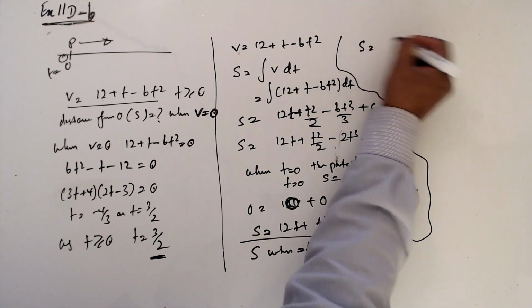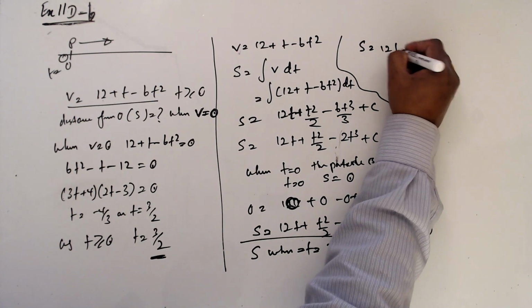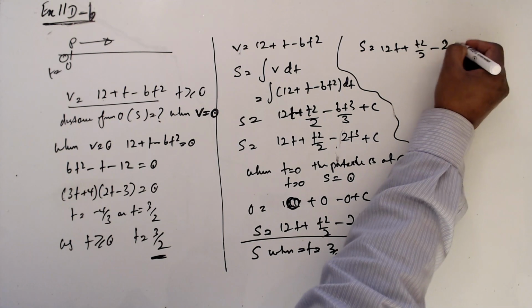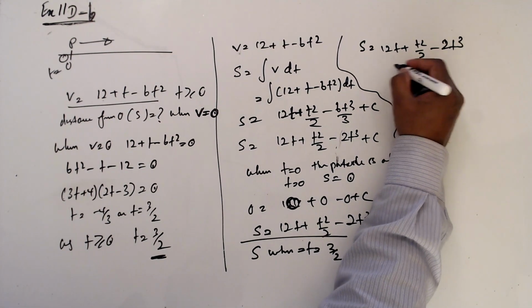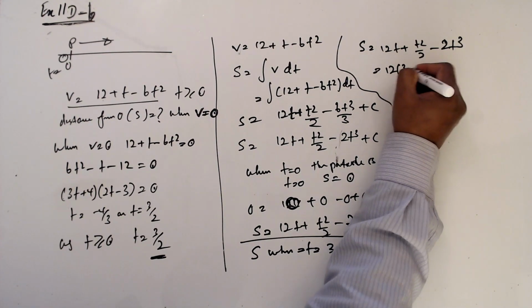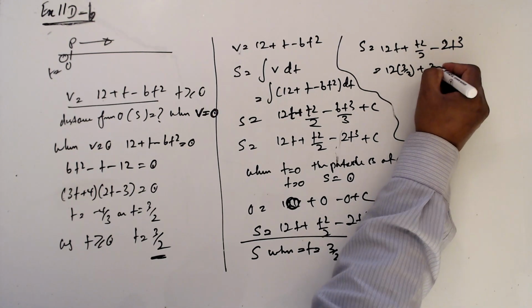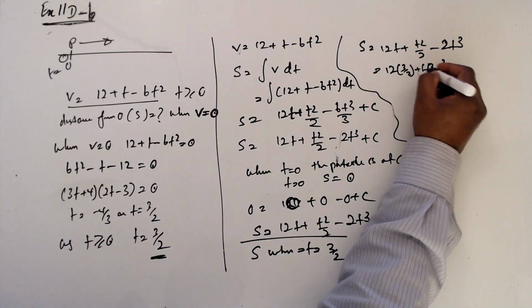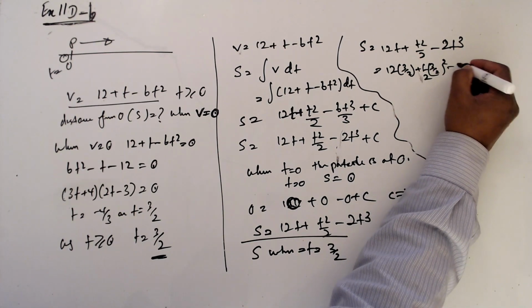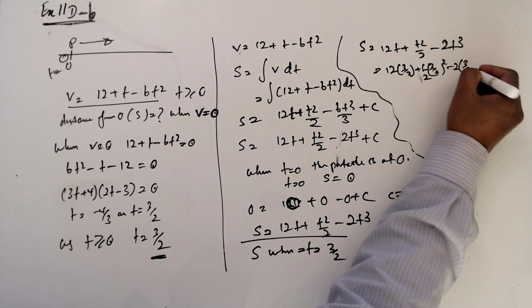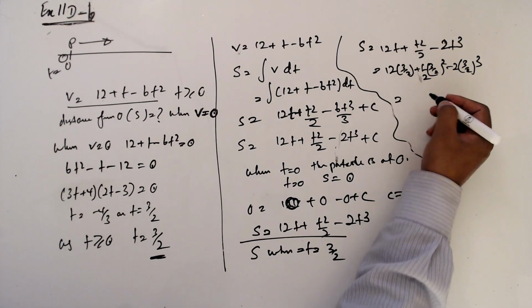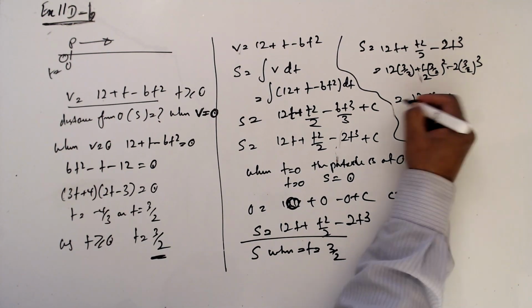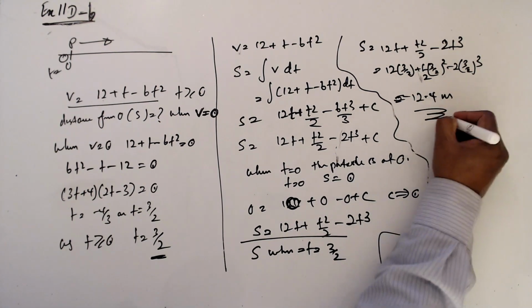So it's equal to 12 × 3/2 + (3/2)²/2 − 2 × (3/2)³. When you solve, you will get 12.4 meters approximately.